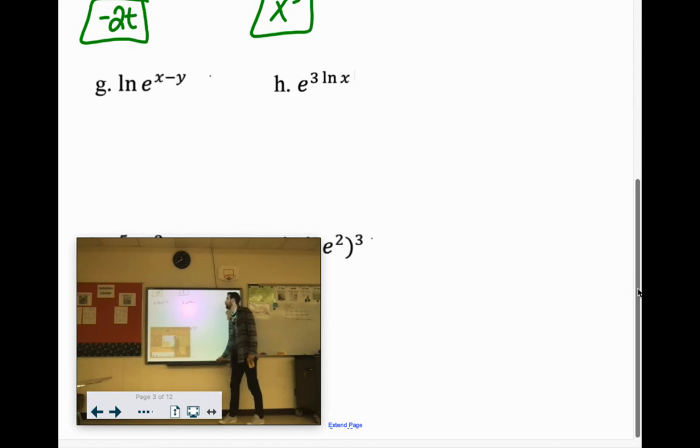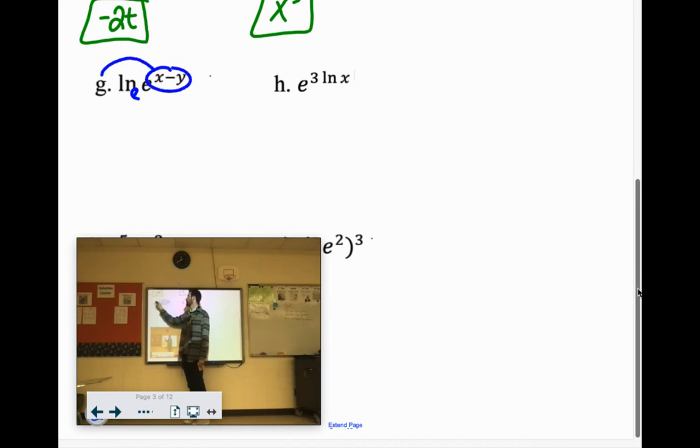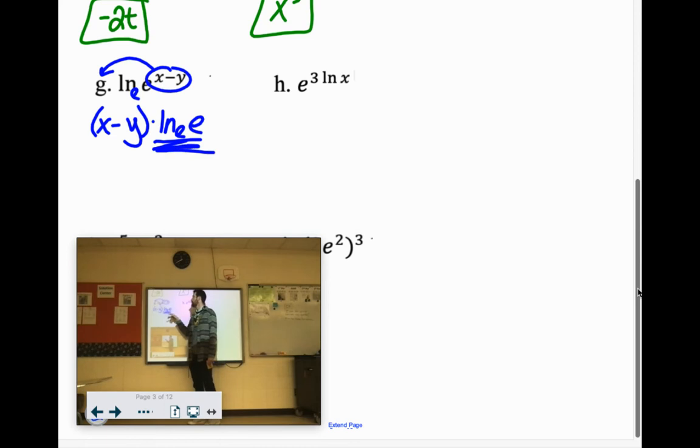Four more here. Okay, there's a sub e, right? The exponent we can kick to the front, so it becomes x minus y times ln sub e of e. All of this comes out to 1. So 1 times x minus y is just x minus y.